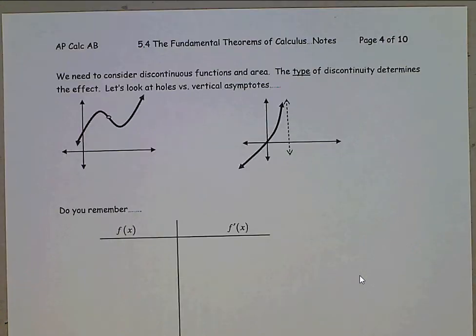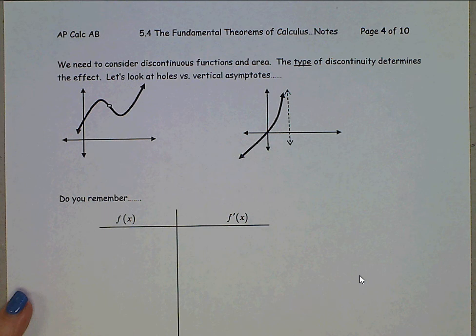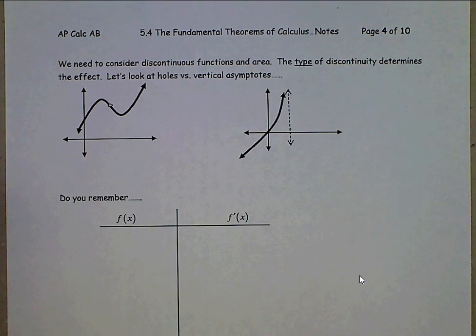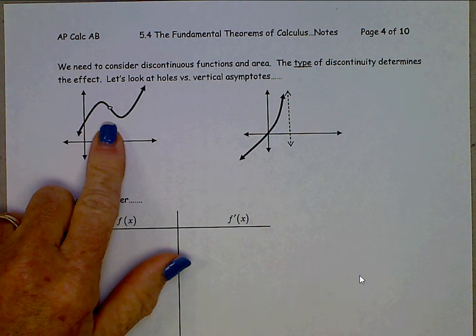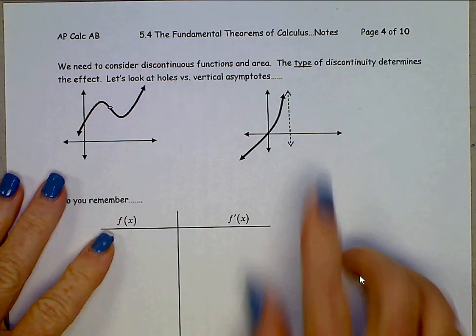AP Calculus, section 5.4, page 4. We need to consider discontinuous functions and area. The type of discontinuity determines the effect. So let's look at holes in a graph versus a vertical asymptote.